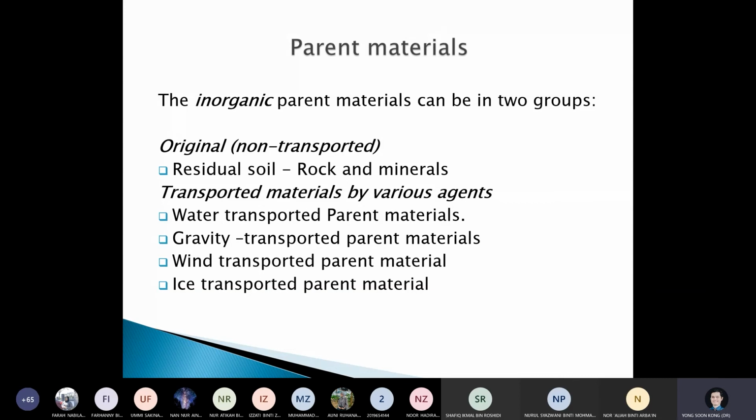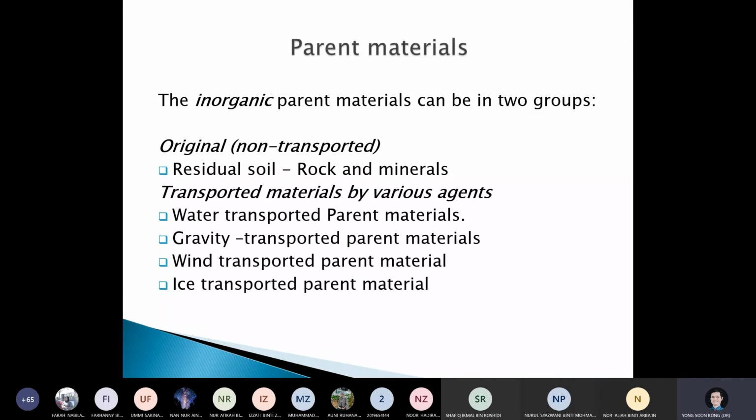The difference in this weathering agent may also give you different degrees of weathering, because some parent materials are more susceptible to one of these agents. If you refer to Malaysia, we have a lot of rain. In fact, right now it's also raining heavily. And just for your information, Malaysia is actually the second highest in the world in terms of rainfall. The highest is Papua New Guinea.